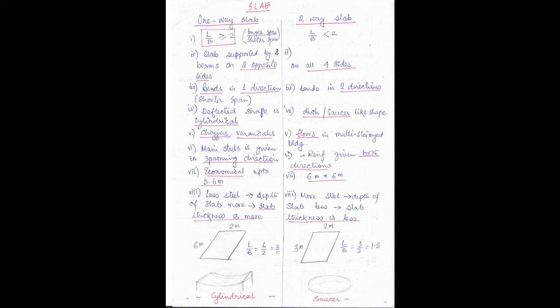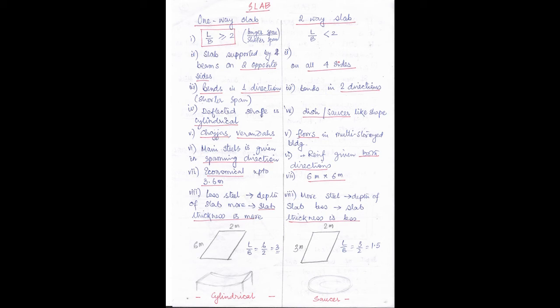A one-way slab consumes less steel, so the depth of the slab is more. Hence, the slab thickness is also more. But in case of a two-way slab, the steel required is more. So, the depth of the slab is less and the slab thickness is also less.